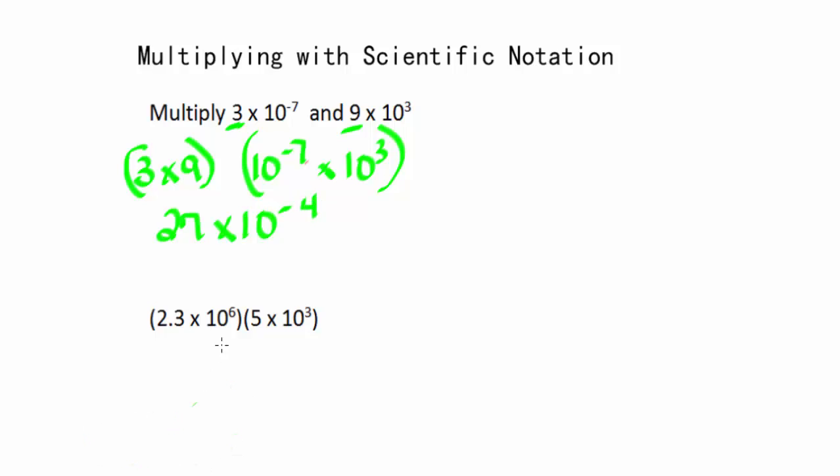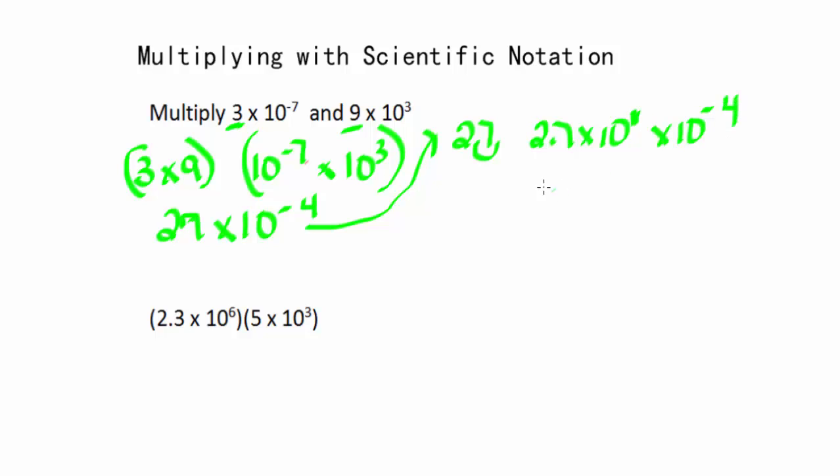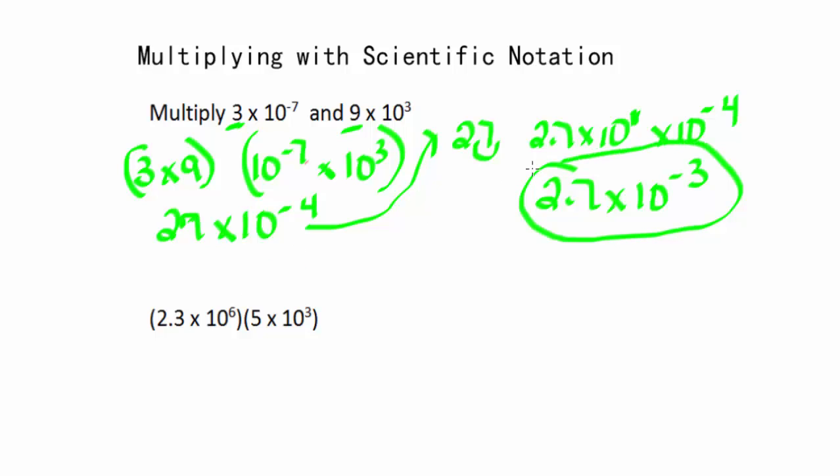Now, if this was in scientific notation, you would leave it, but it's not because of that 27 right there. Okay, so we have to make our, I'm just going to move it over here actually. So this, we need to make it 2.7, so this becomes 2.7 times 10 to the first, and then we still had our 10 to the negative 4th, so 2.7 times 10 to the negative 3 would be your answer here. When you multiply this problem, you get that.